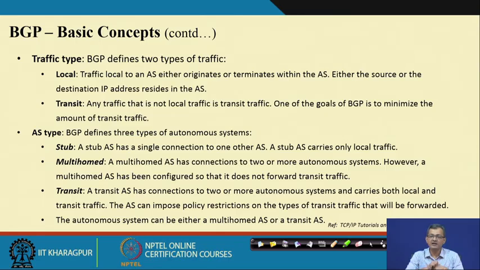If we look at the AS types, BGP defines primarily three types of autonomous systems, right. One is stub. A stub AS has a single connection to another AS, right. A stub AS carries only local traffic, because it has one connection to an AS, but there is no other AS across that. That means it is a stub connection, so it only has local traffic. There is no transit traffic per se.